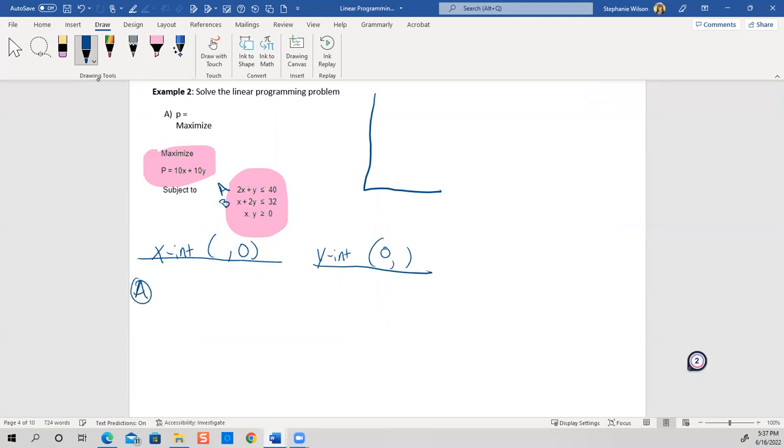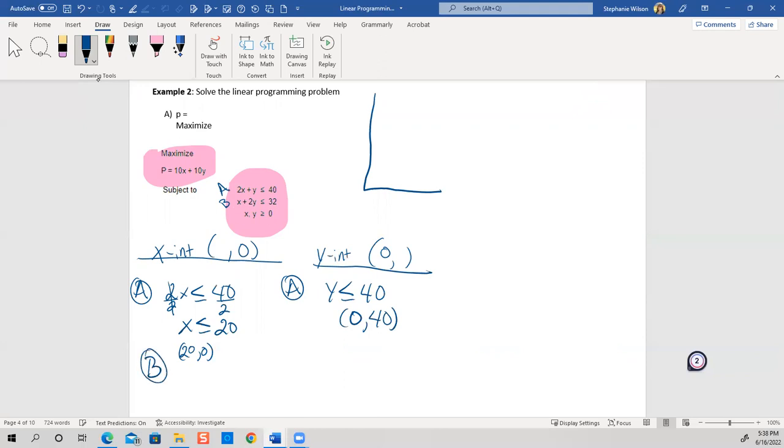So for A, when I plug in 0 for y, I get 2x is less than or equal to 40. Divide by 2 because we want x to have a positive 1 coefficient. I get 20 for the answer. So I have ordered pair 20, 0. Over here, let's do A. Whenever I plug in 0 for x, I get y is less than or equal to 40. So that ordered pair is 0, 40.